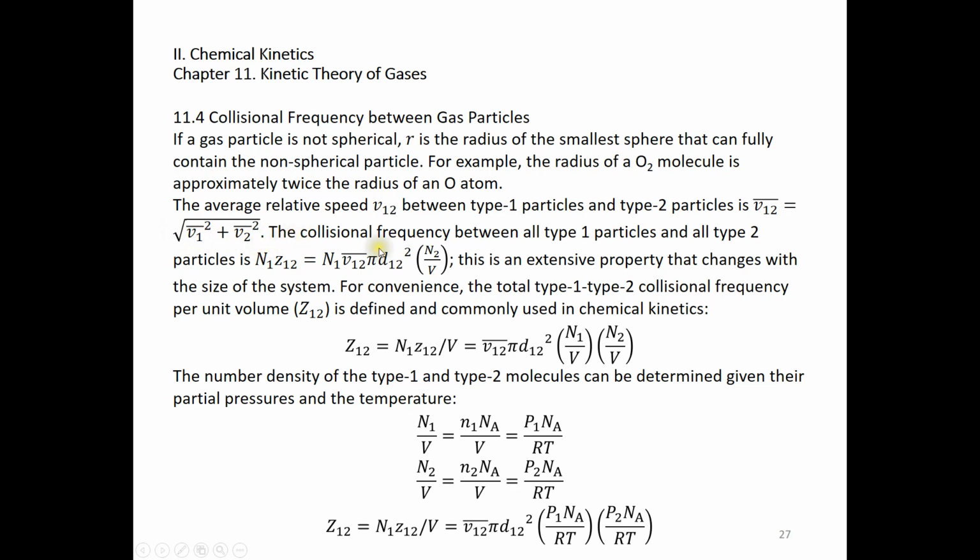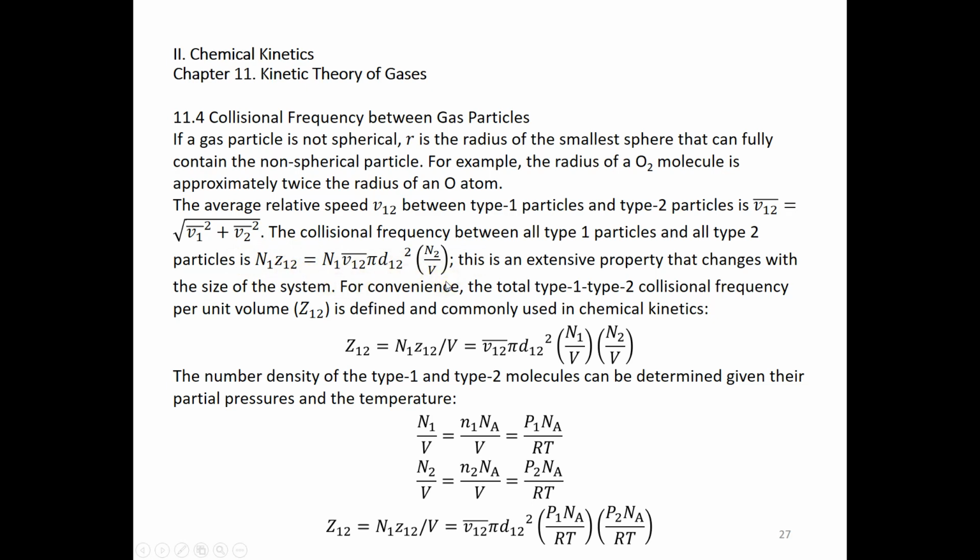And the collisional frequency between type 1 and type 2 particles can be calculated this way. It's n1 times the lowercase c12. So the lowercase c12 is the collisional frequency for one type 1 particle. But we have n1 such particles, so we simply use this n1, the number of type 1 particles, multiplied by the number of collisions experienced by each type 1 particle within a unit time. So we get this equation.